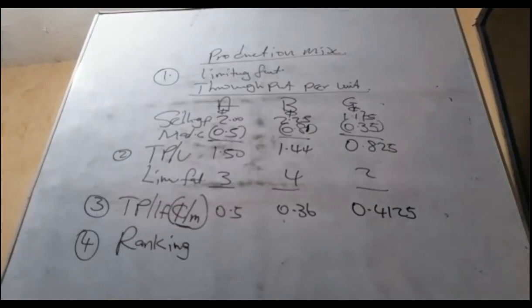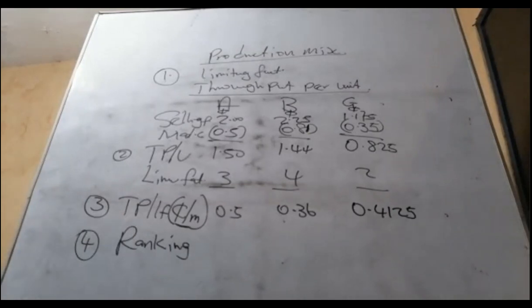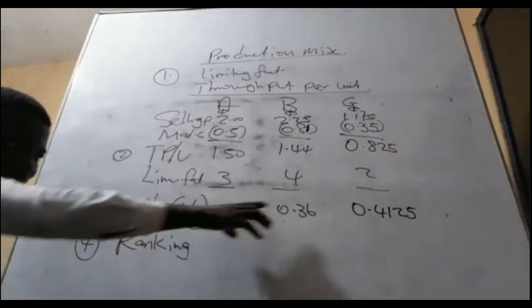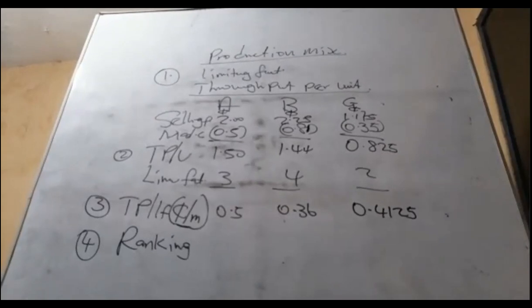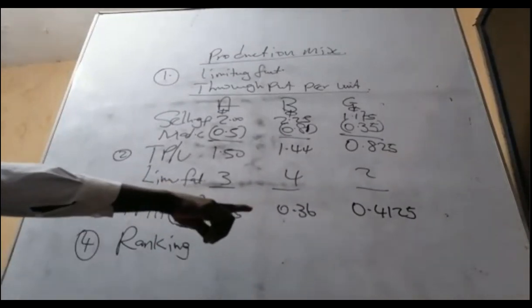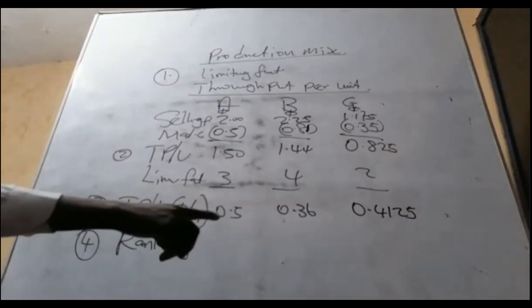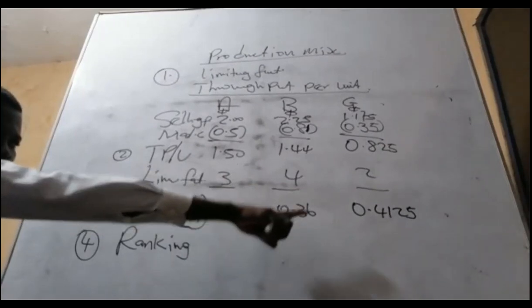So each and every time, throughput per limiting factor, the quality control time, you are getting what? 50 pesos, 36 pesos, 41 pesos. So which one is giving you the highest money if you are ranking them? At this time, the 41 pesos is more than 36 pesos, right? Which one is the highest one? 41 is more than 36.